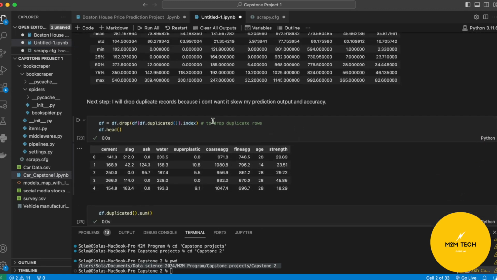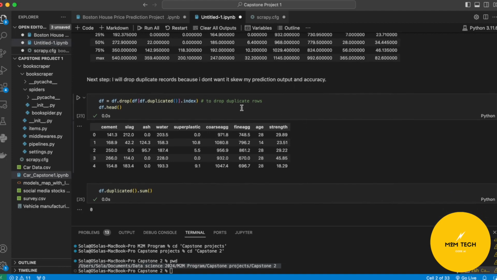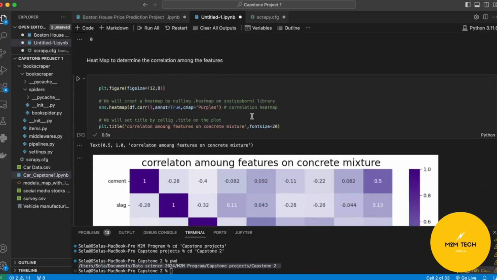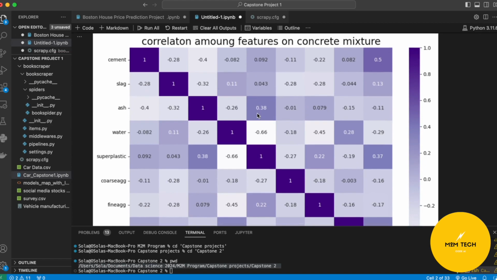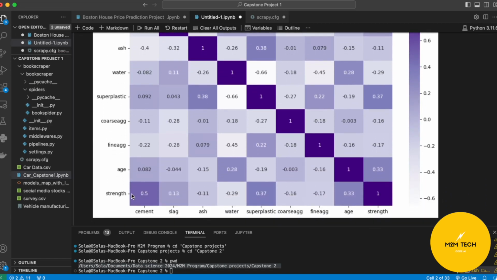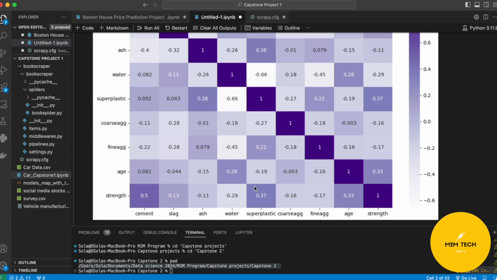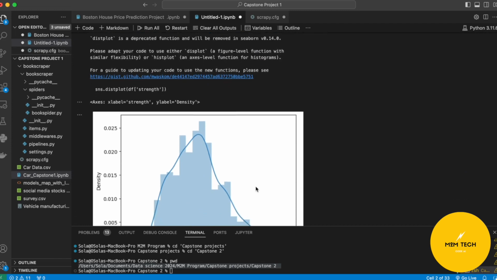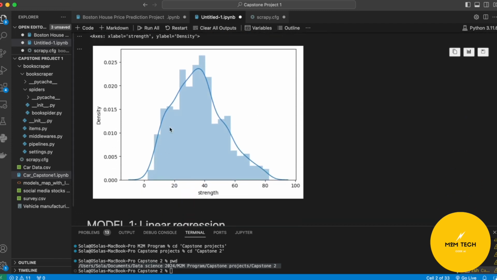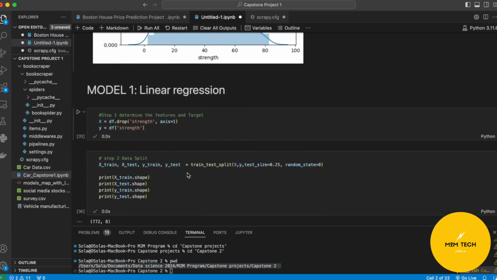Then the next step was to drop the duplicates because I didn't want it to skew my prediction output and accuracy. So done. And then I plotted a heat map just to show the correlation among the features. The strongest is between strength and cement, which is 0.5, which happens to be the highest. And also a distribution plot just to see the distribution of the values for the strength. So the strength would be the target variable.